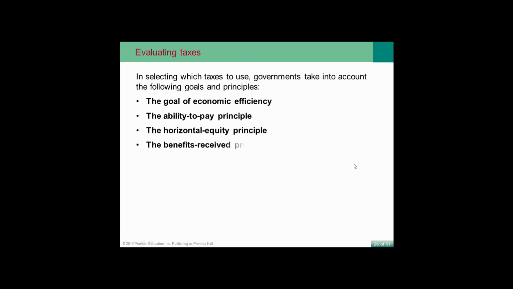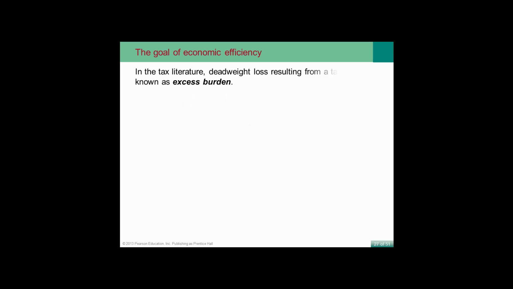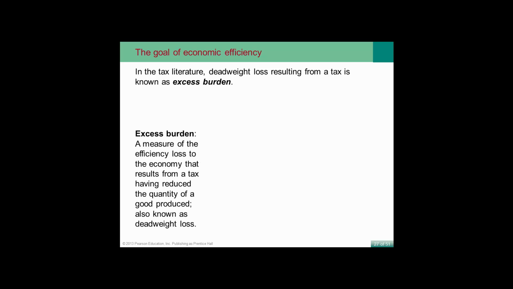In selecting which taxes to use, the government takes into account the following goals and principles: the goal of economic efficiency, the ability to pay principle, the horizontal equity principle, the benefits received principle, and the goal of attaining social objectives. Each of these suggests different combinations and levels of taxes. In tax literature, deadweight loss resulting from a tax is known as an excess burden.